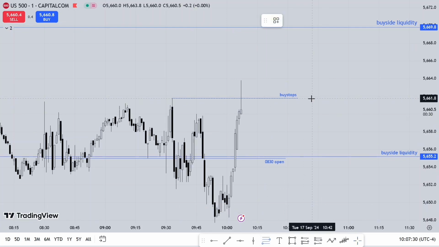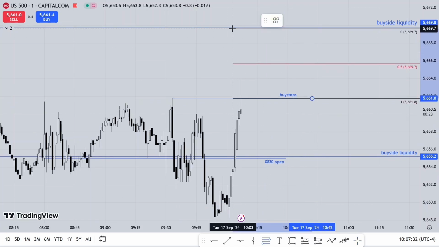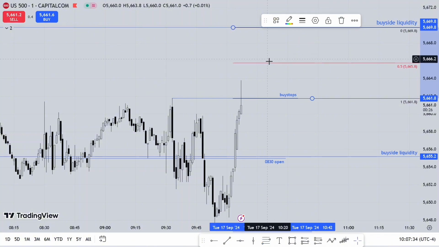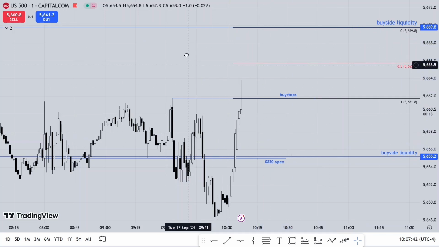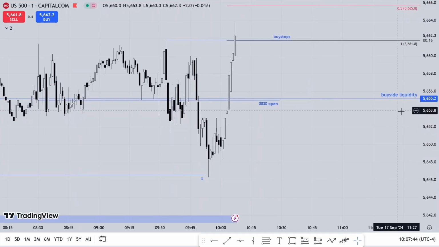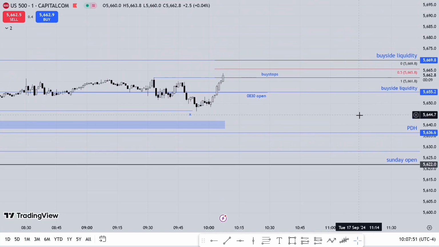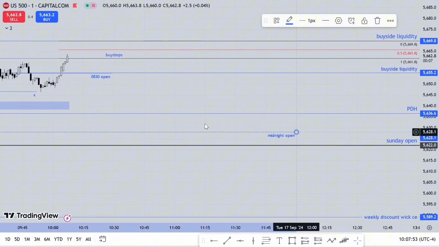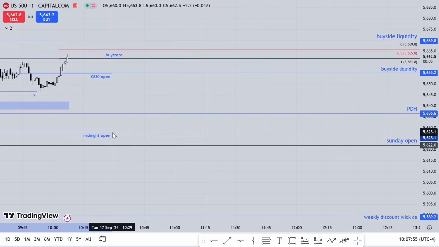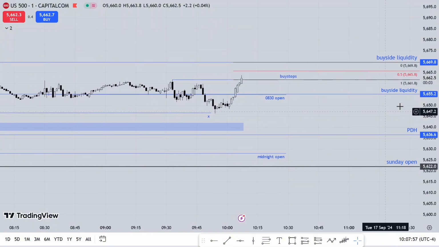If we get above the fourth, above the third quadrant of this liquidity pool, this fair value, I'm not interested in taking any longs again because we can easily reverse here, because we are currently above the Sunday's opening price, currently above midnight, currently above 8:30. So the rule states that you sell above openings and you buy below openings.